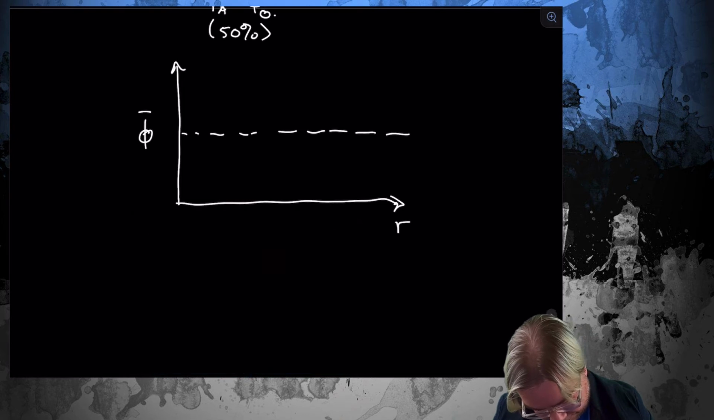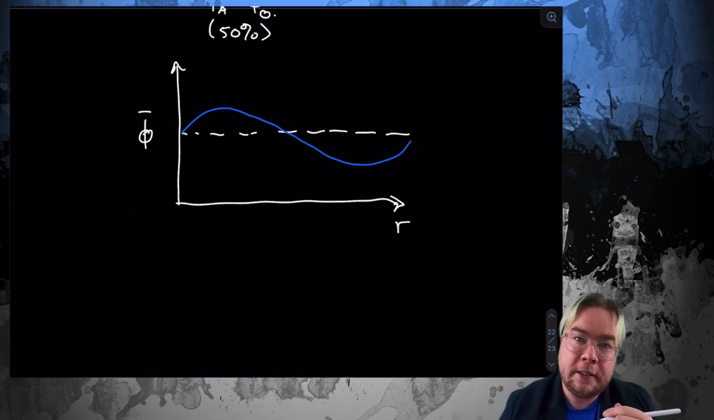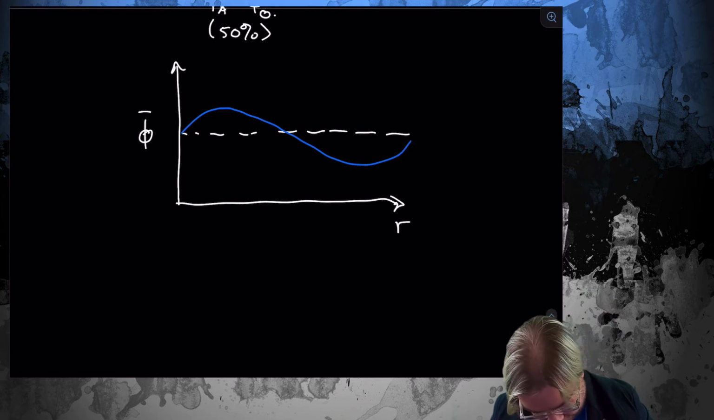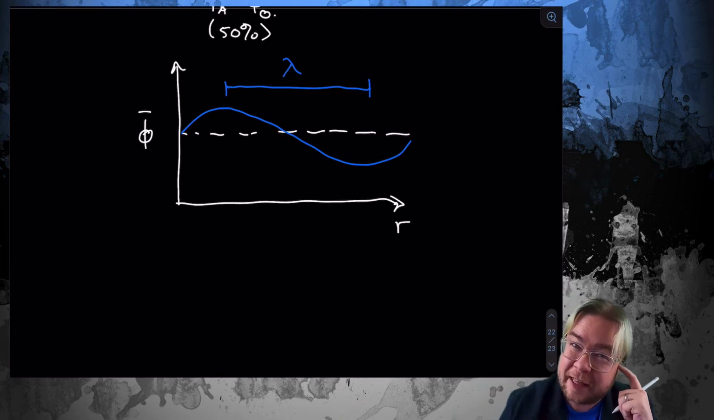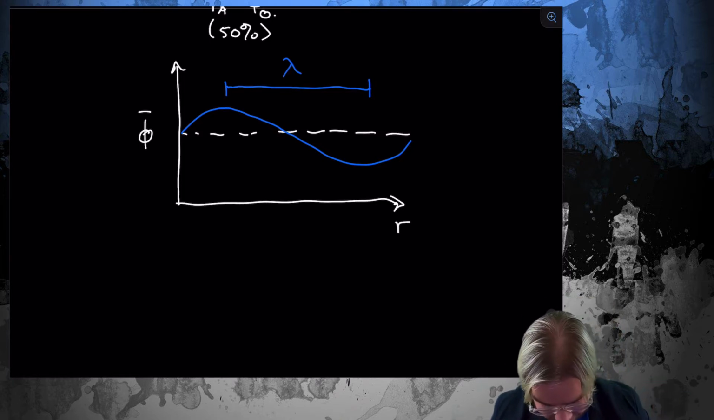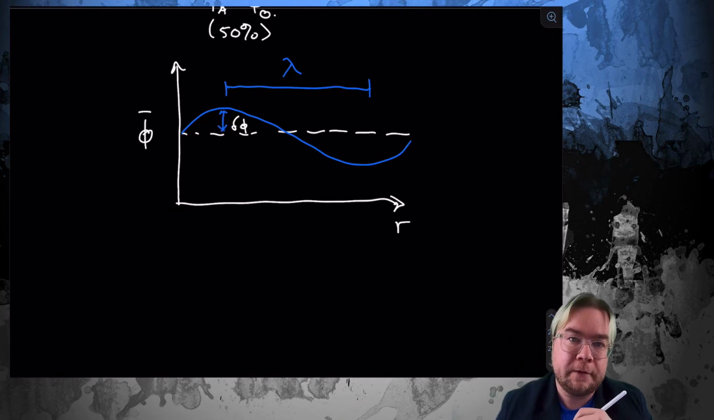And then again, if I plot A, I could have a fluctuation that looks like this. So if I wanted, I could define some kind of wavelength for my fluctuation. And we already saw that this value here is the amplitude of my fluctuation.